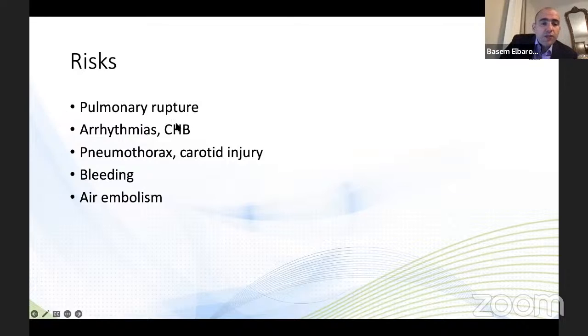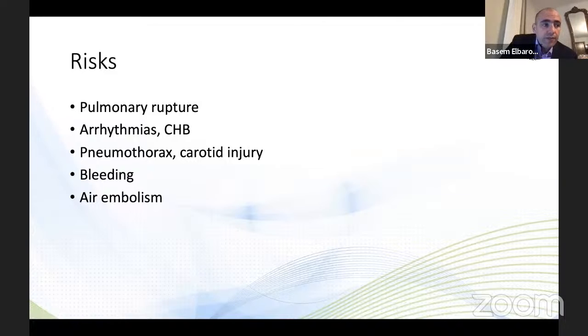Arrhythmias: you're going through the right ventricle. Complete heart block can happen in patients who have a bundle branch block, especially a left bundle branch block. A PVC might cause a transient right bundle branch block as well, leading to complete heart block. Very rare, but can happen. If you're going through the IJ, pneumothorax and carotid injury are always risks, so you should be using ultrasound. That should be routine now to cannulate the vein. And then bleeding and embolism or other potential complications.